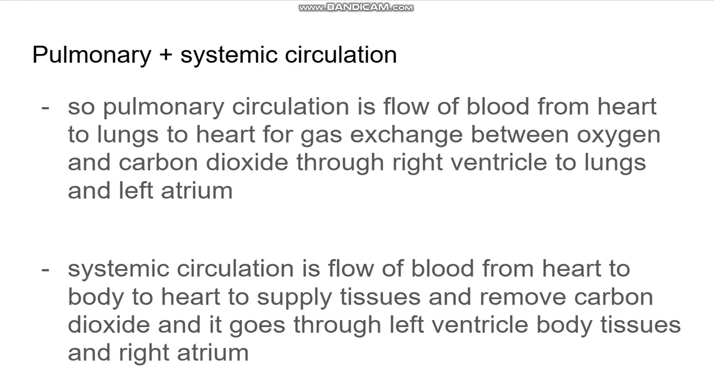So now we'll go on to the pulmonary and the systemic circulation. Pulmonary circulation is the blood flow from heart to lungs. So pulmonary circulation goes from heart, then to lungs, and then back to heart. It's for gas exchange between oxygen and carbon dioxide and it does that through the right ventricle to the lungs and to the left atrium. So it's basically heart, lungs, heart.